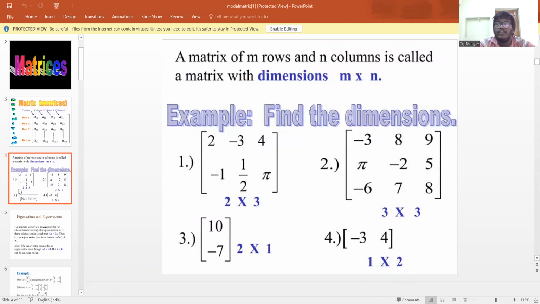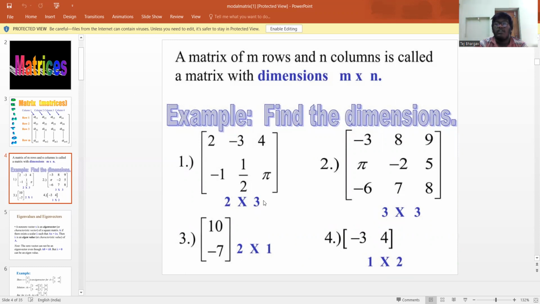For example, consider the matrices 2, minus 3, 4, minus 1, 1, 2, 1 by 2, 5. Coming to the first example, there are 2 rows and 3 columns, so the dimensions of the matrix is 2 by 3. Going to the second example, it is a 3 by 3 matrix. There are 3 rows and 3 columns: minus 3, 8, 9 is the first row; 1, pi, minus 2, 5 is the second row; minus 6, 7, 8 is the third row. So hence it is called a 3 by 3 matrix.